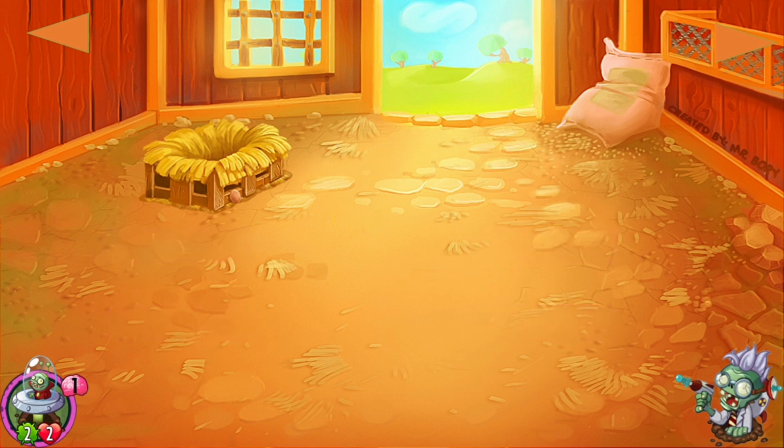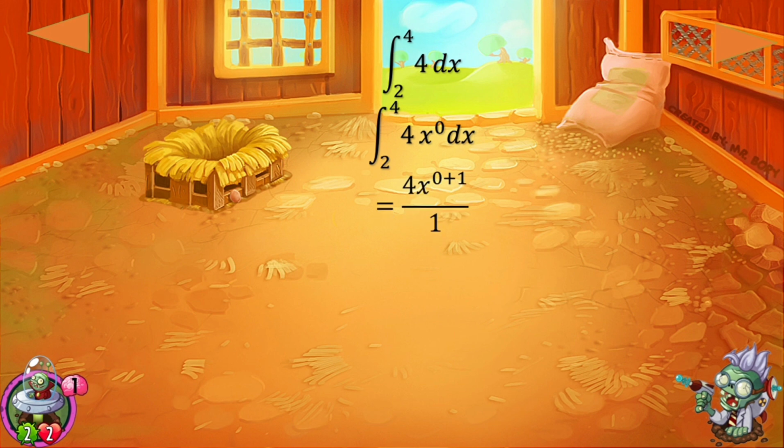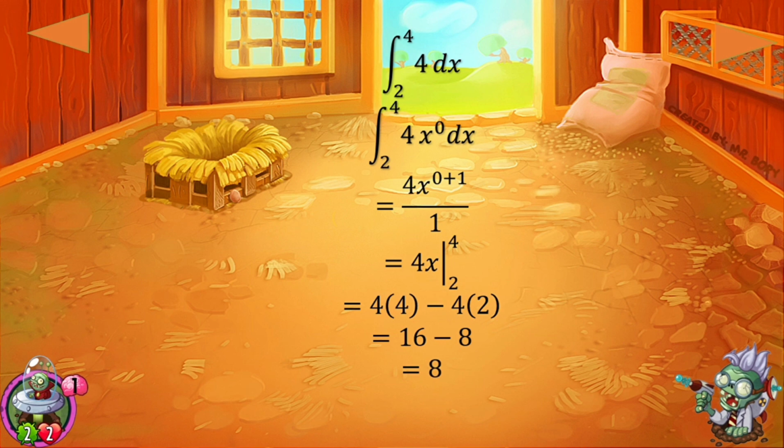How did we get it? First, we're going to get the integration of 4 dx. So we got 4x raised to the power of 0, because 4 dx is just like 4 times 1, and any number raised to the power of 0 will be 1. Therefore 4x raised to the power of 0 plus 1 over 1. Therefore we're going to have 4x, and substitute our upper limit and lower limit, which are 4 and 2. So 4 times 4 minus 4 times 2. Therefore we'll be having 16 minus 8, and 16 minus 8 is equal to 8 for our answer.